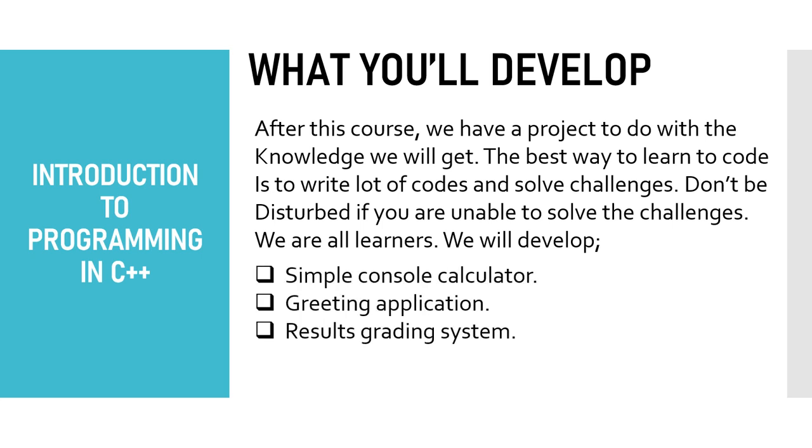So we're going to develop a simple console calculator and a grading application, a result grading system. Yeah, you type your exam score and it tells you whether you have A grade, B grade, C grade, D grade, F. I hope nobody gets F here. And then the greeting app, you type in the time and it tells you whether it's good morning or good afternoon or good evening. All right, good.